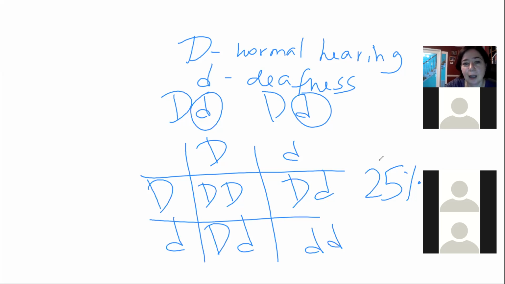And the question is, let's say they had 3 children, and all three children were deaf. Do they have a higher chance with the fourth child, or is it going to be the same? Will it still be the same? Yeah, it will be the same. Doesn't matter how many children are deaf, how many are hearing, every time it's still the same 25% chance.